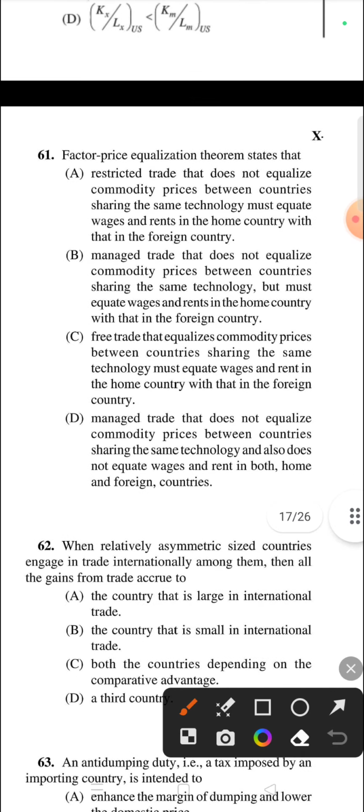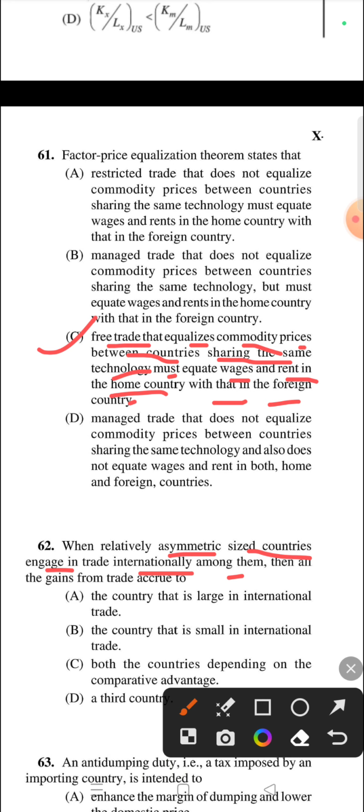Question number 61. Factor price equalization theorem states that, right answer is option 3: free trade that emphasizes commodity prices between countries sharing the same technology must equate wages and rent in the home country with that in the foreign country. Question number 62. When relatively asymmetric sized countries engage in trade internationally among them, then all the gains from the trade accrue to option B, the country that is small in the international trade.